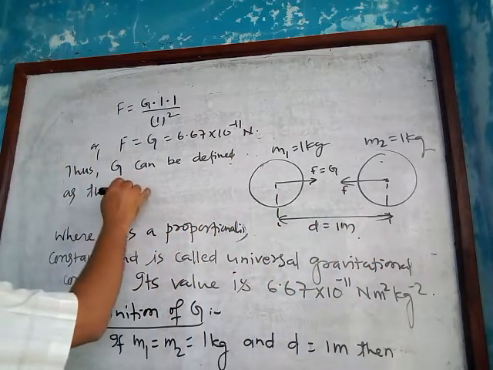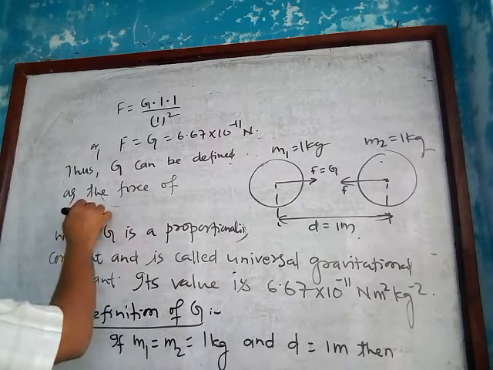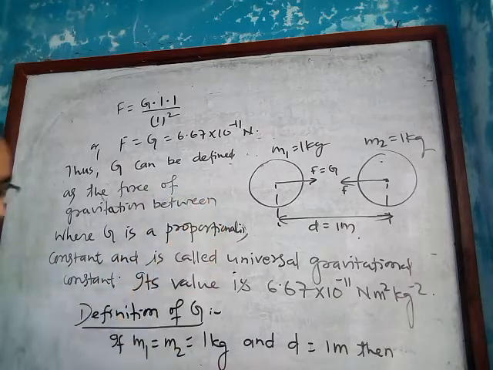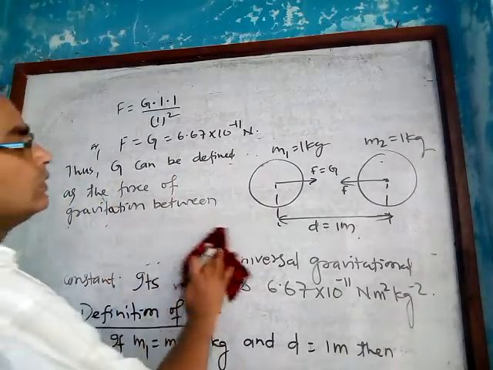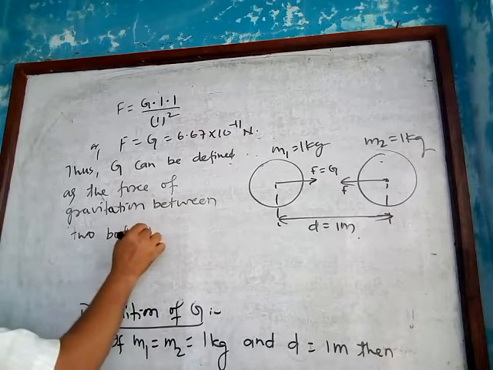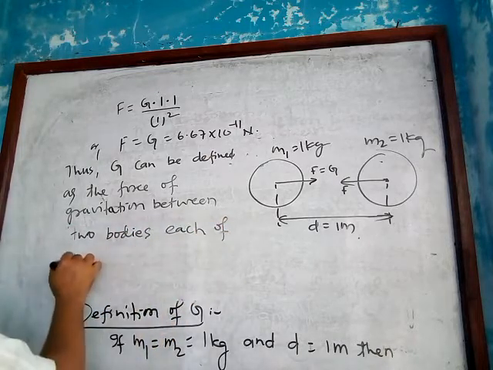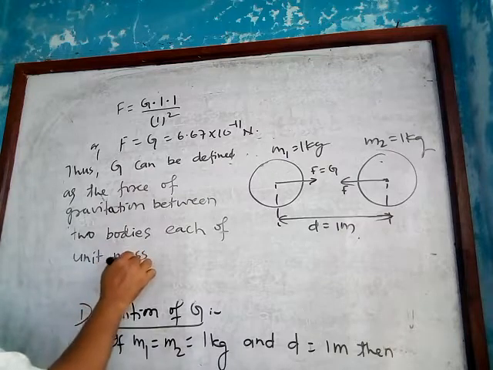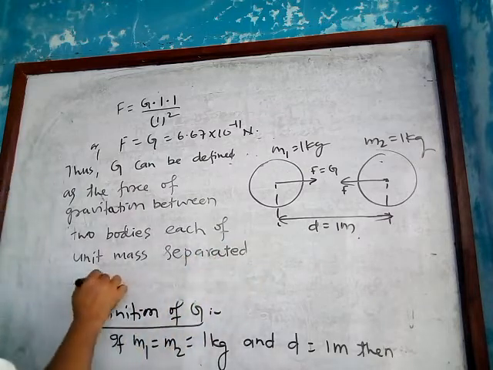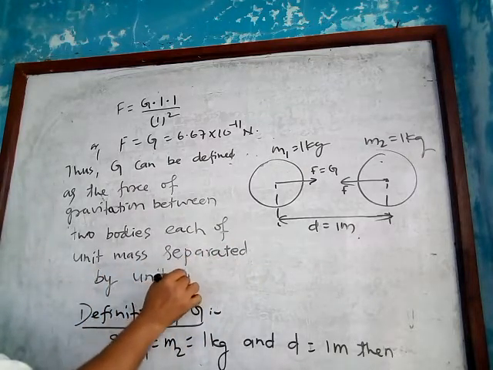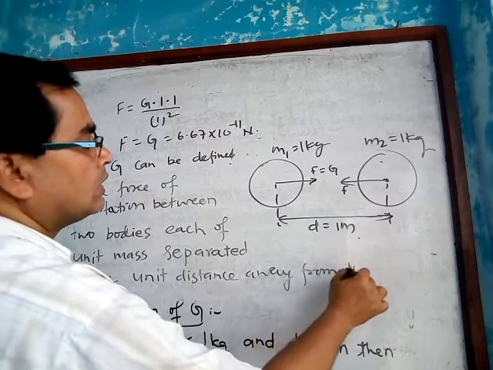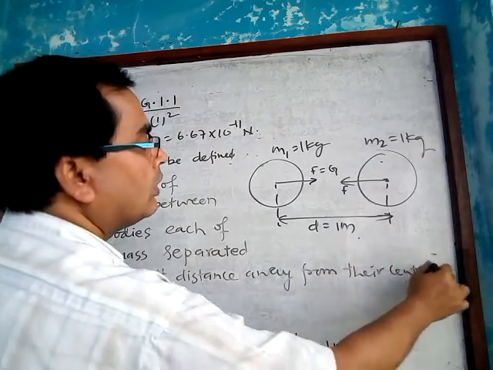the force of gravitation between two bodies each of unit mass separated by unit distance away from their centers. Okay?